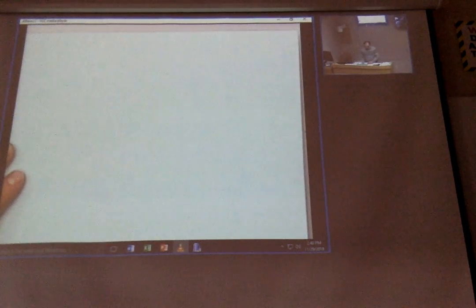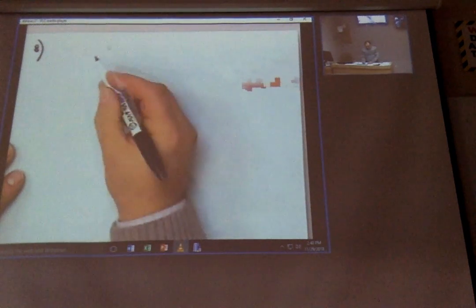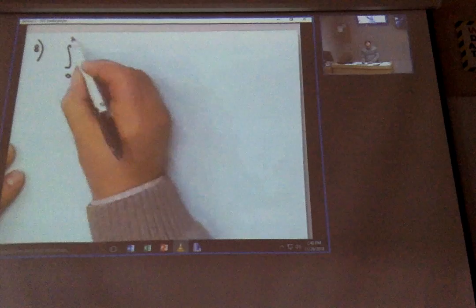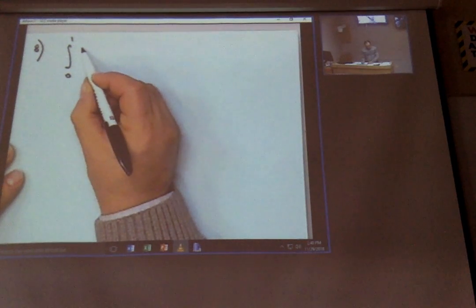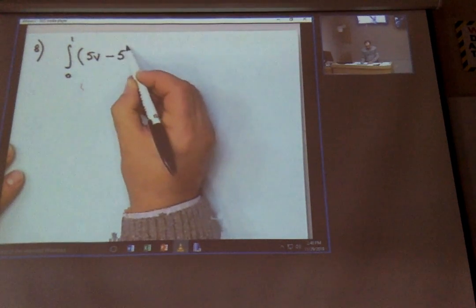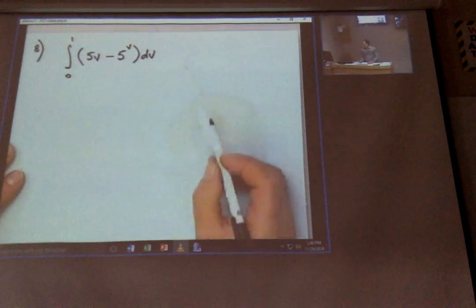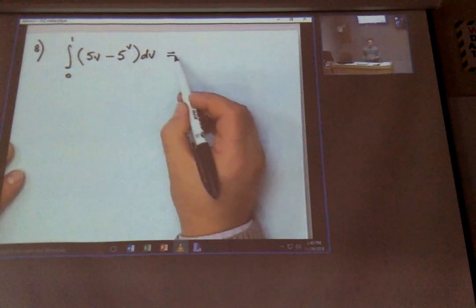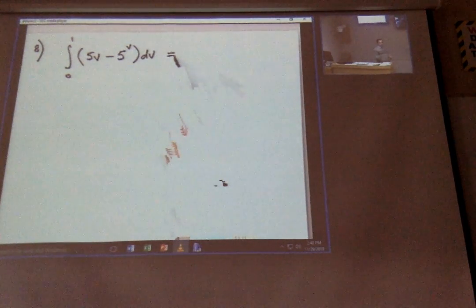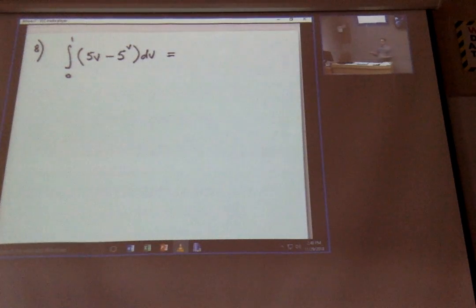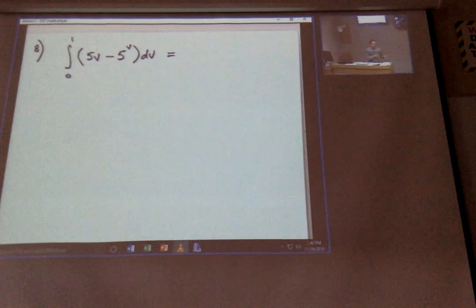This one is what, 8? Let's say we have the integral from 0 to 1, 5v minus 5 to the v power dv. Now, many students, if they see something like this, all of a sudden decide that we have to go through the substitution. Okay? Do we go through substitution here? Do we need substitution here? Shouldn't you just go from left to right?